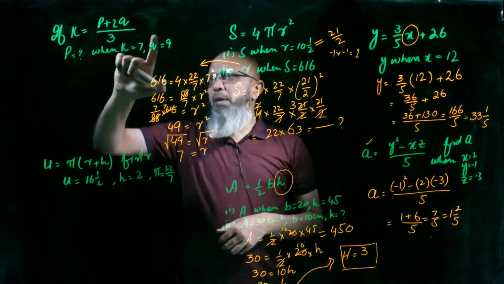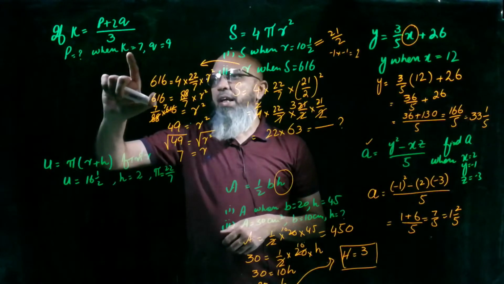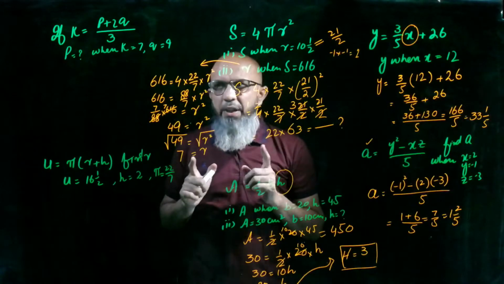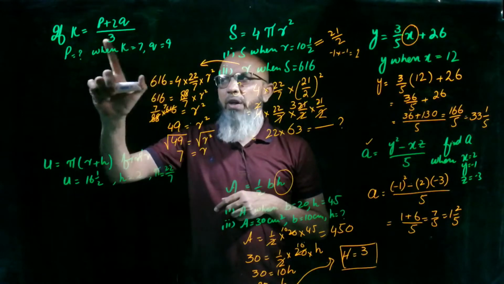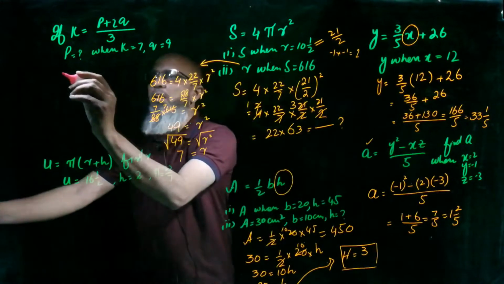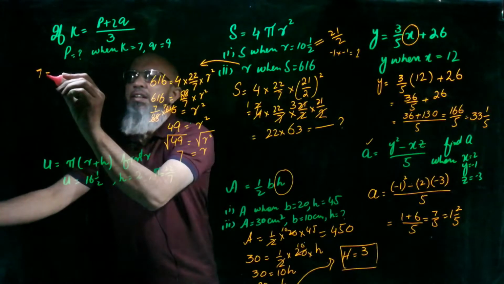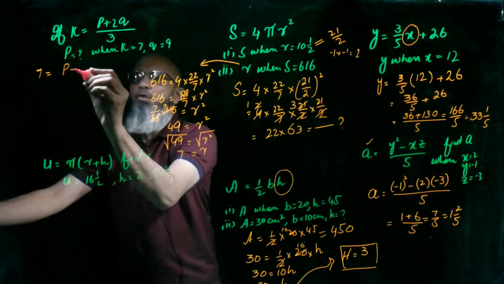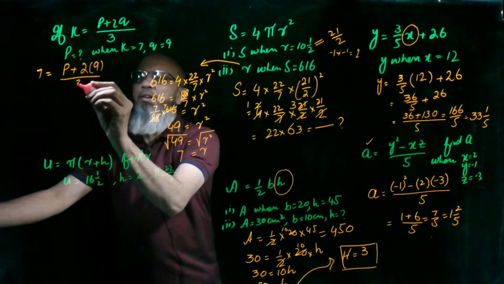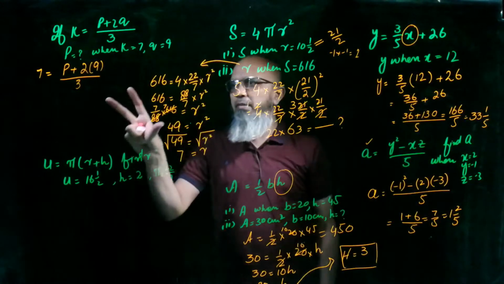So come here. If k is equal to p plus 2q/3, find p when k is equal to 7 and q is equal to 9. So we will replace the value of which variables? K and q, and we have to find the value of p. First we replace the value. The value of k is 7. So 7 is equal to p plus 2 into q value, which is 9/3. Okay, now we have to solve it.